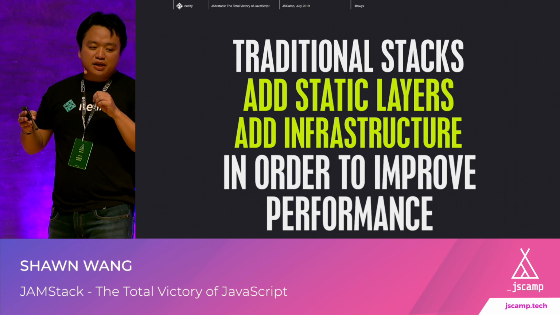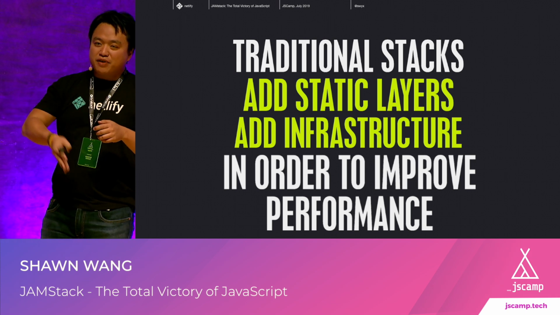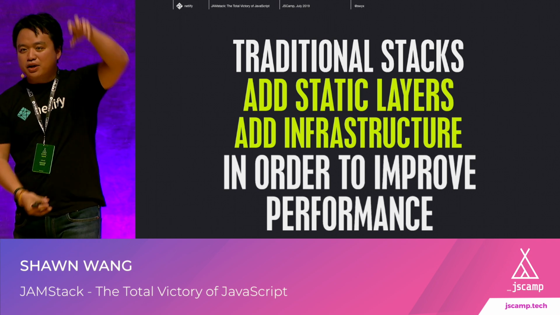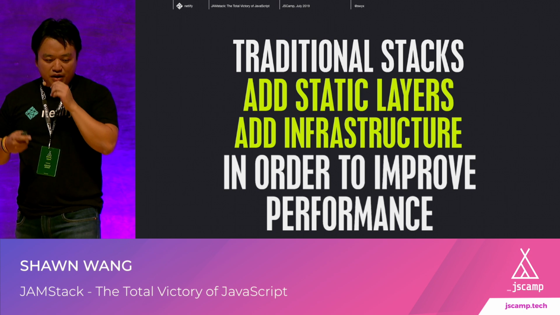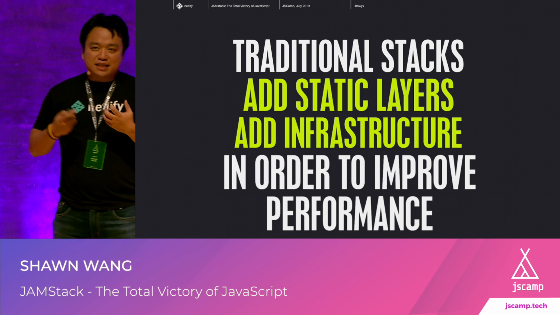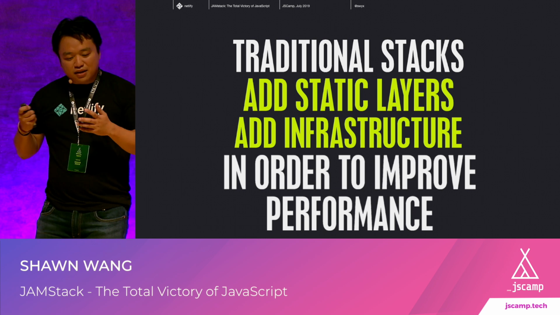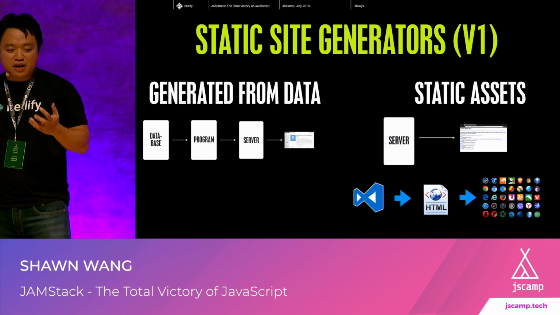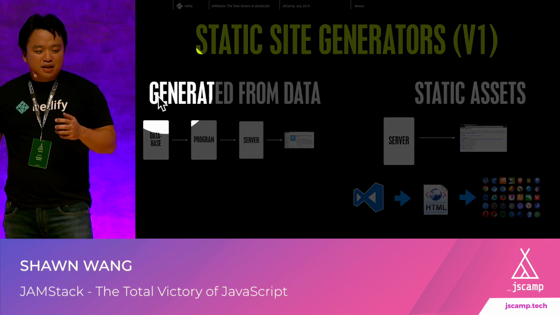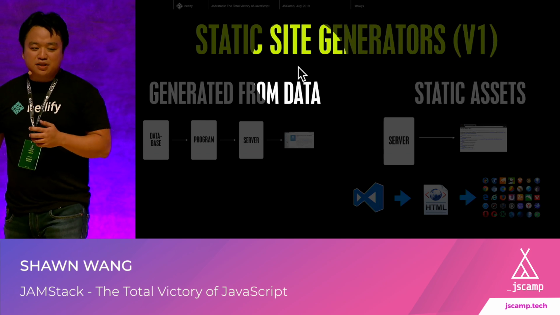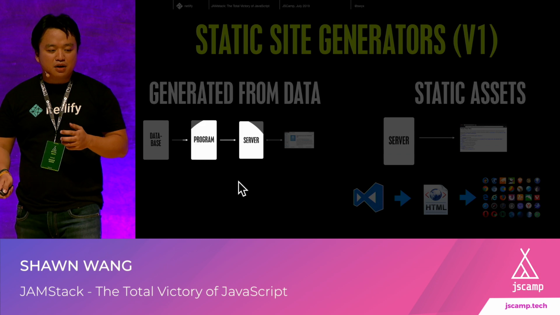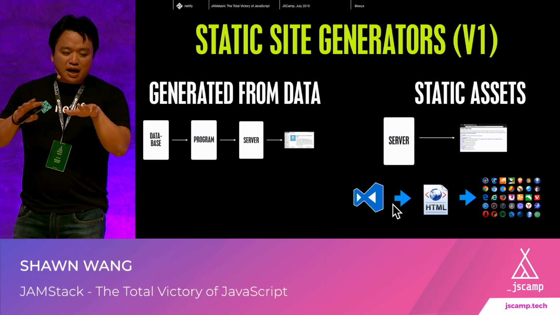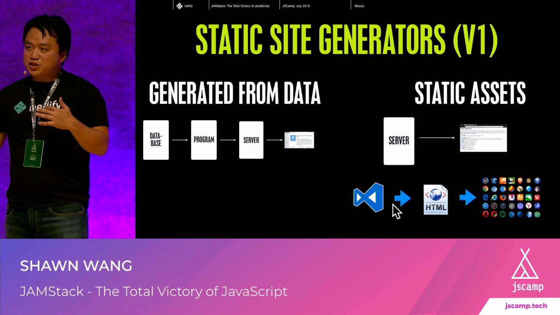And the fundamental insight here is that in order to scale, we have to add static layers. We scale vertically by adding static layers. We scale horizontally by adding extra infrastructure in order to improve performance. And we started to ask if there's another way to do this. And so this is the original movement towards static site generation. The original idea was to decouple the generation of the site from the actual serving of the site, and having a very strict line here where this is build time and this is request time on the right.